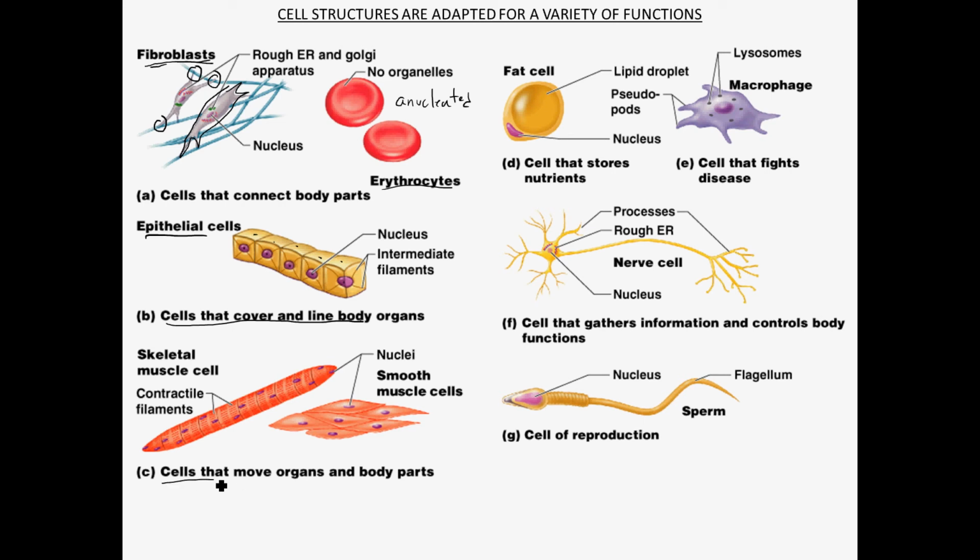Cells that move organs and other body parts, the cells themselves will change their shape. This is supposed to be a delta, so these cells will actually change their shape to create that movement. Cells that store nutrients.